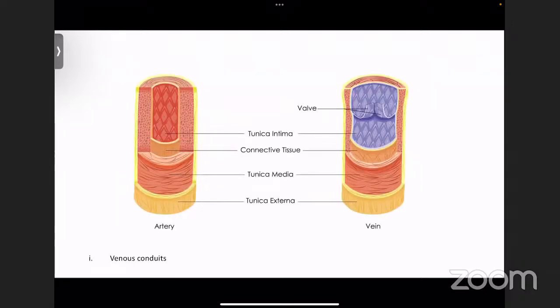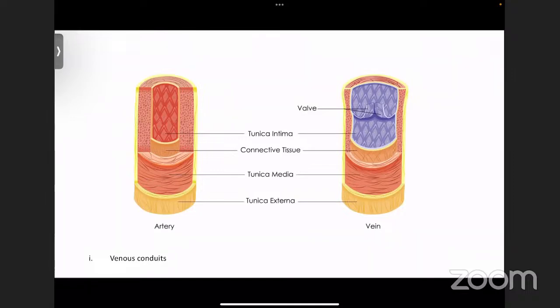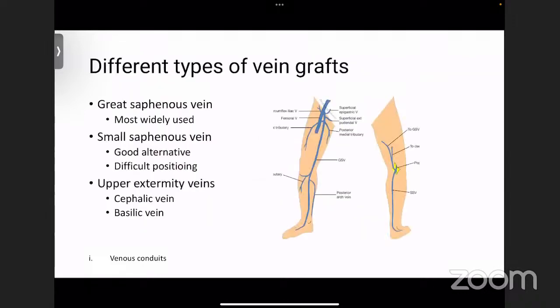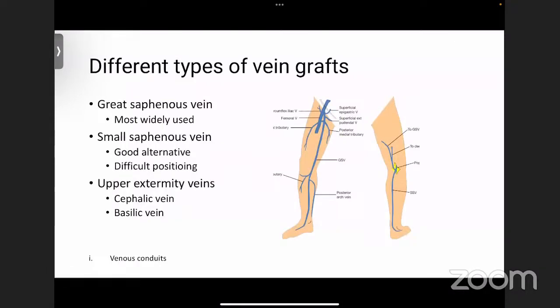So this is just a quick picture. We can easily see the difference. Larger lumen over here for the veins, smaller tunica media. The differences between this were explained very well in the first lecture, so I'm not going to go over that in detail. But essentially, the nitric oxide, which was mentioned by Dr. Walid, is something that is really important, especially in early graft failure and long term.